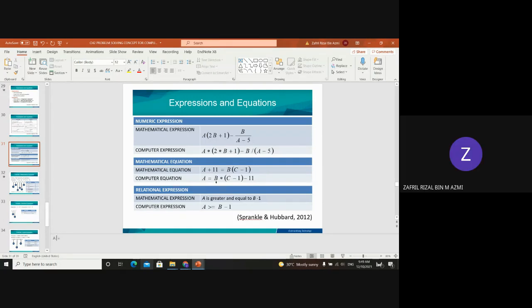So normally in the assessment, doesn't matter quiz, midterm test, or final, there will be one question about this. But it is not simply given the expression or equation. First you need to understand the problem, you need to extract the information, you need to list down all the variables, you need to construct the equation or expression, and then you need to solve the expression or equation.